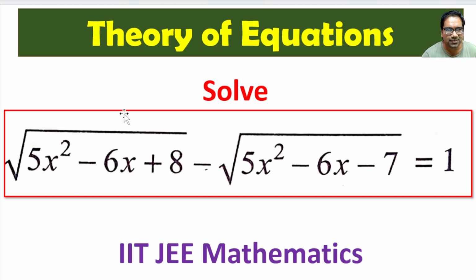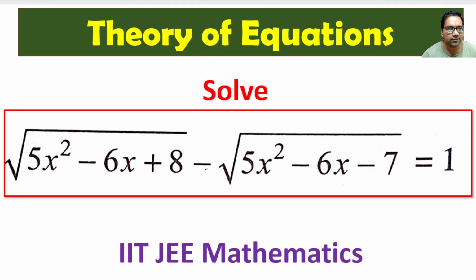We have to solve this equation: under root 5x square minus 6x plus 8 minus under root 5x square minus 8x minus 7. Here we have two square roots, and they are differing by 1.